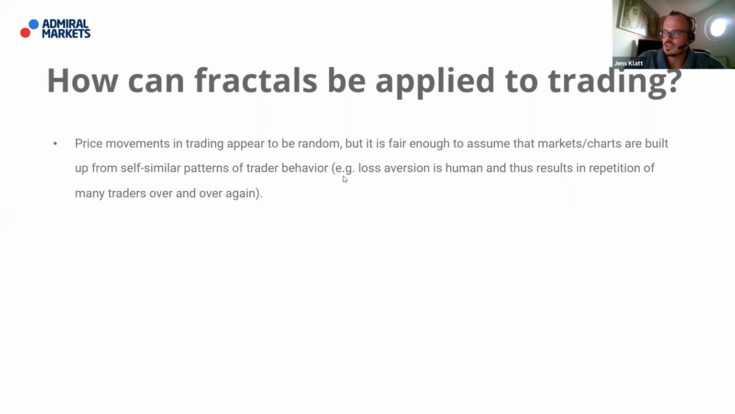So you can see it here. Loss aversion is human and thus results in repetition by many traders over and over again. In fact, fading the momentum, or put simply, trading against the trend: cutting winning trades short while letting losing trades run. This is the classic human behavior called loss aversion, which is likely to repeat itself over time because it's human, and thus results in self-similar patterns being produced within the chart.